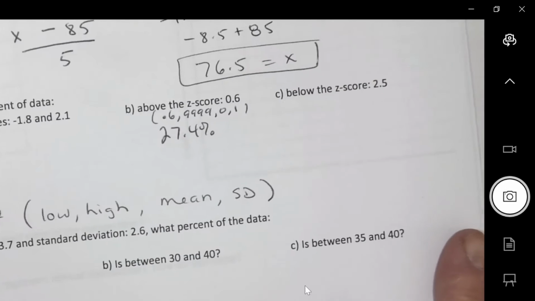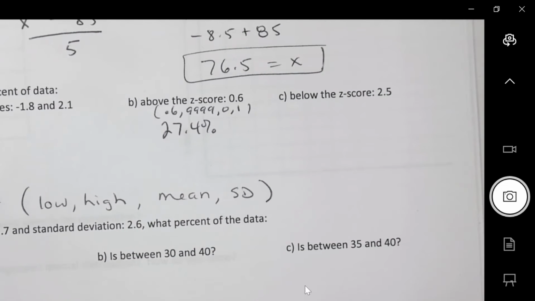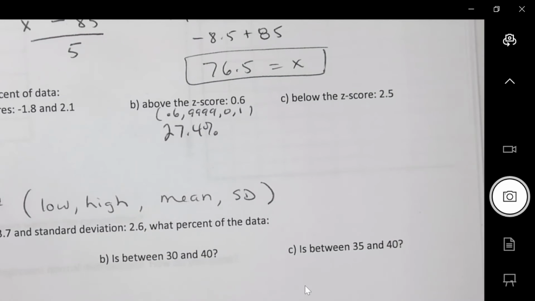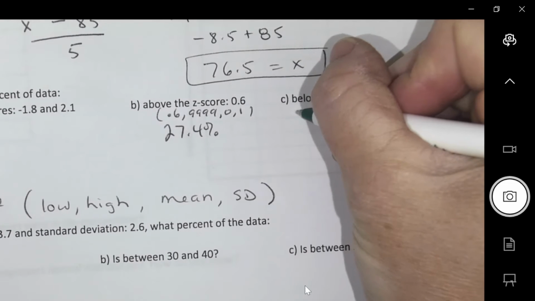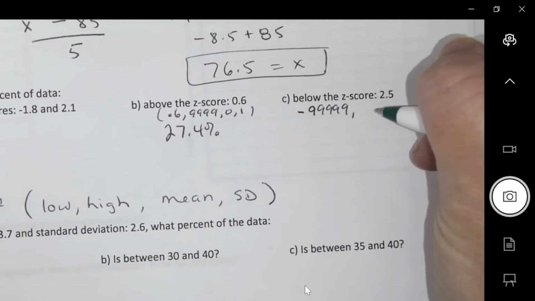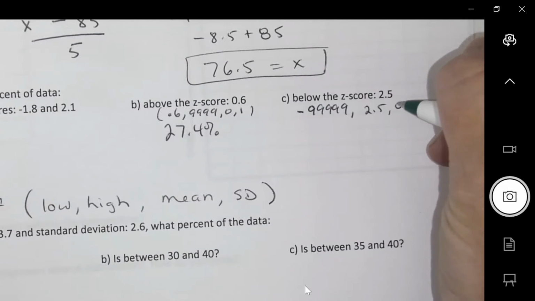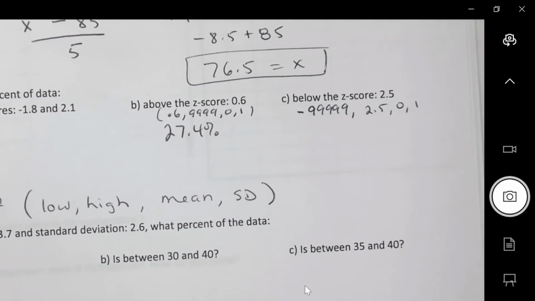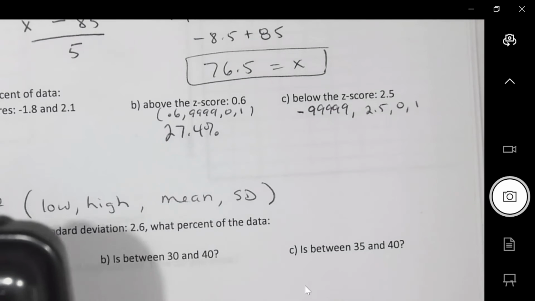Okay, how do we do a below? What's the thing to do with the below? Do you remember? You would start with the negative 99999. Okay, so if you're going below something, you got to do the negative infinity first. So negative 9999 up to 2.5, 0, and 1.